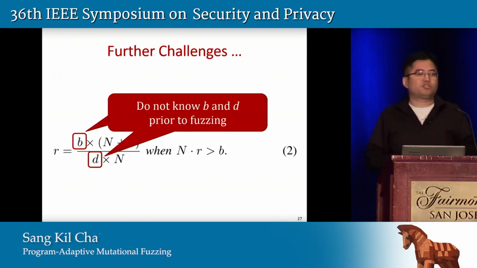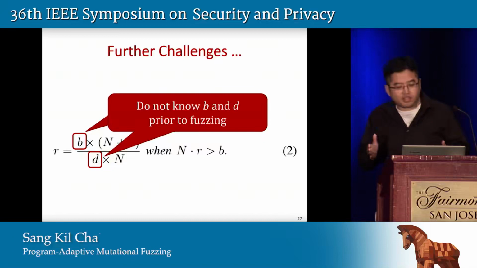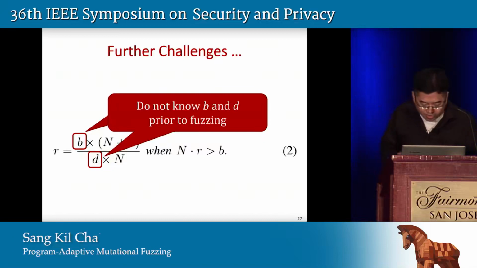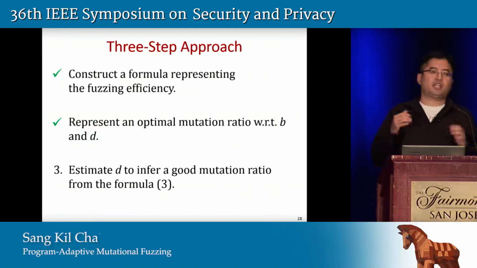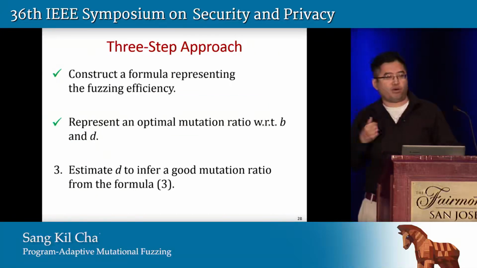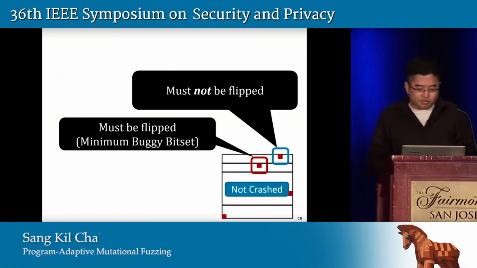Unfortunately, though, the values of b and d are not known prior to fuzzing because they are specific to a bug in a specific program. So we need to somehow estimate these values from the program under test, which is the last step of our approach. We want to estimate these values to infer a good mutation ratio for a given program and a seed.